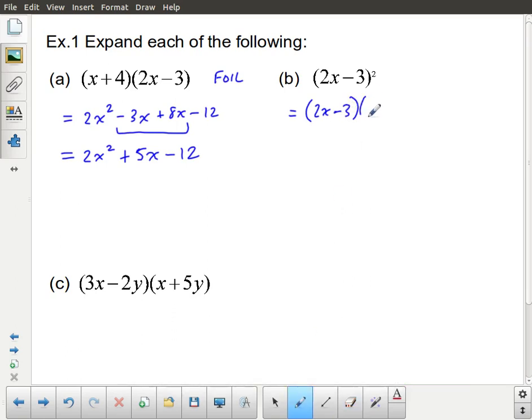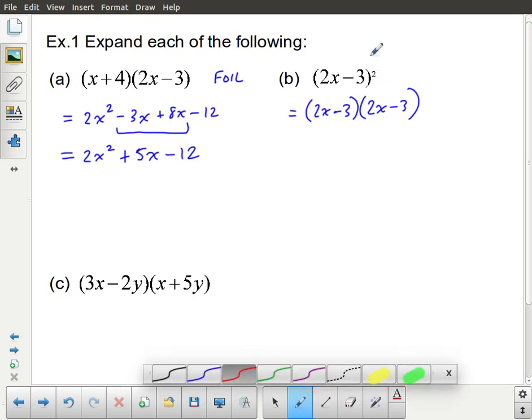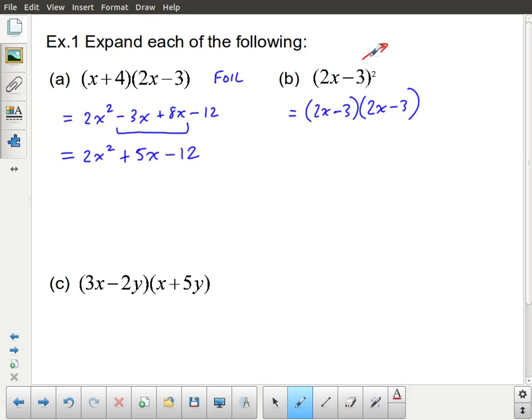2x minus 3 times 2x minus 3. Because that's what it means. We're squaring, that means we're taking a copy of it and multiplying it by itself. If you write this, it'll remind you that you really do need to use FOIL. The biggest mistake that students make when they're doing this is they square the first one, they get 4x squared. They square the second one, they get positive 9, and they just leave that as their answer, and that is incorrect. Squaring it means you have to go through this whole process.